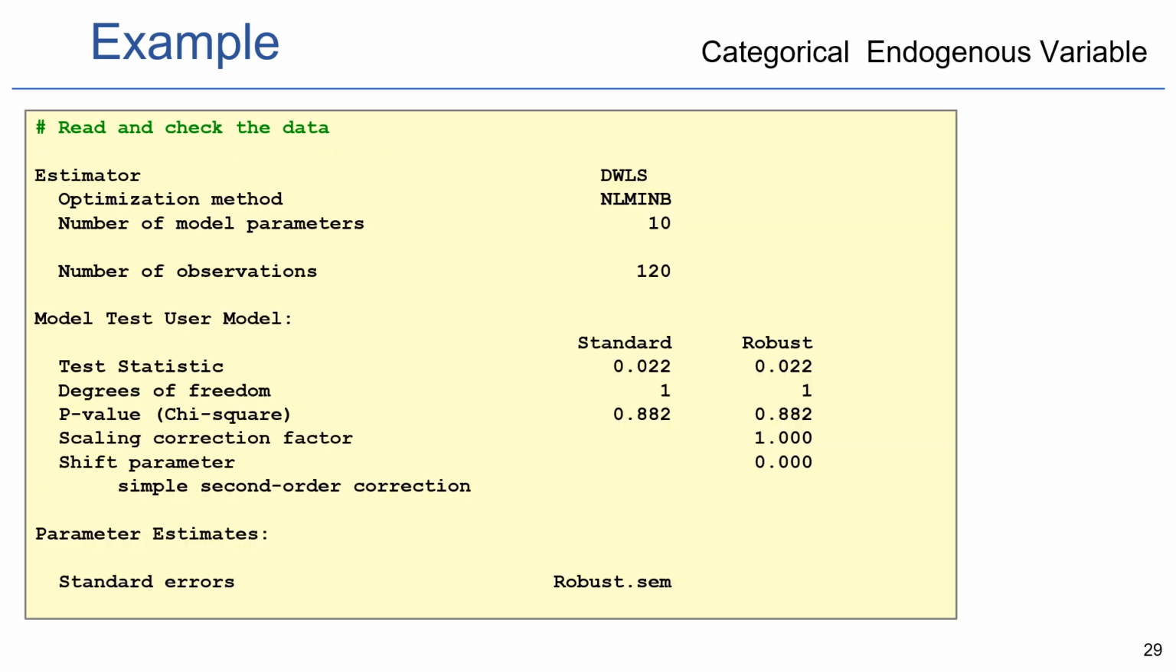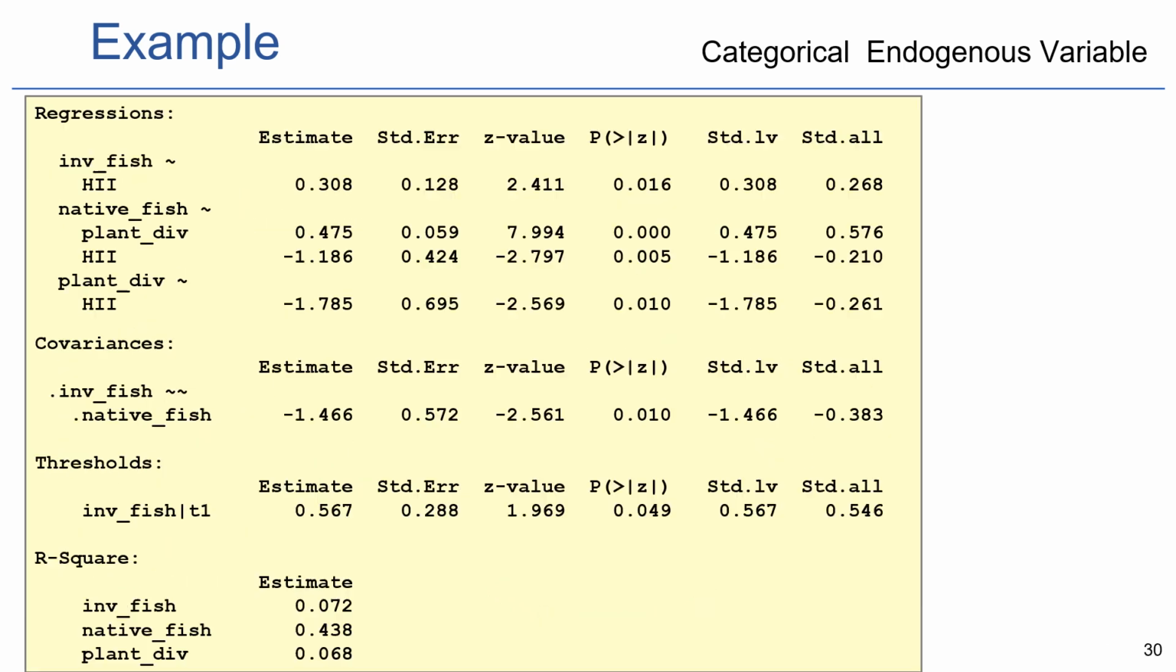And here you see the output, and you can see the first thing is that our estimator is not maximum likelihood, but diagonally weighted least squares. And an additional thing is that in addition to standard chi-square statistics, we also have the robust statistics. So when we want to show the statistics, our model fit, we have to use this robust instead of the standard. And also our standard errors were estimated using the robust estimator here.